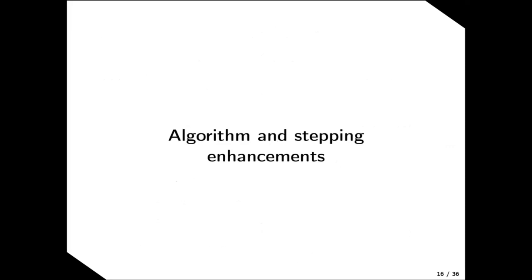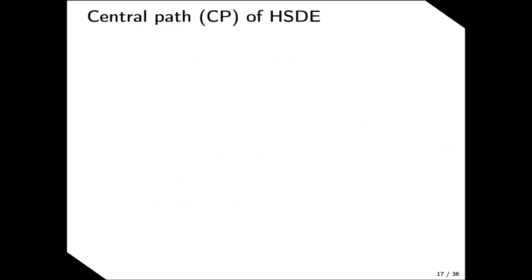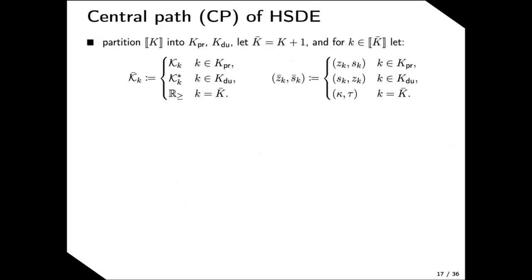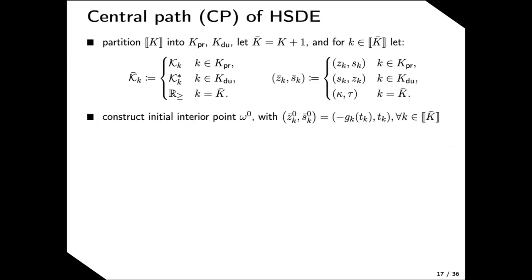Okay, so now we're going to discuss the algorithm and our proposed stepping enhancements. So first, we define the central path of the homogeneous self-dual embedding. To do that, we are going to set up some notation that's going to make it a lot easier. So first, we partition the cone indices 1 to k into the indices of cones with primal oracles and those with dual oracles. And we're going to concatenate onto the end of z and s the kappa and tau variables. Now we construct an initial interior point omega 0 by setting the cone points s and z by calling the initial interior point oracle for each cone and the gradient oracle.